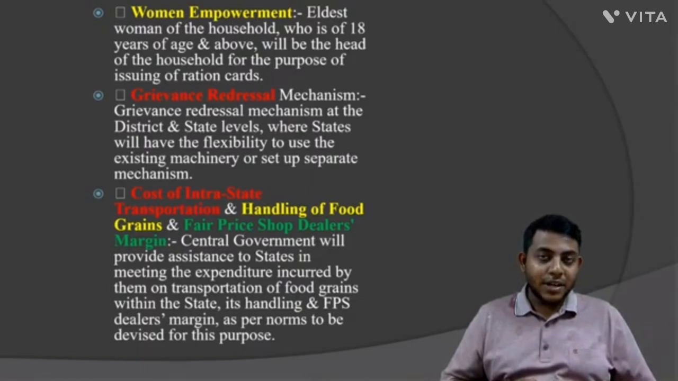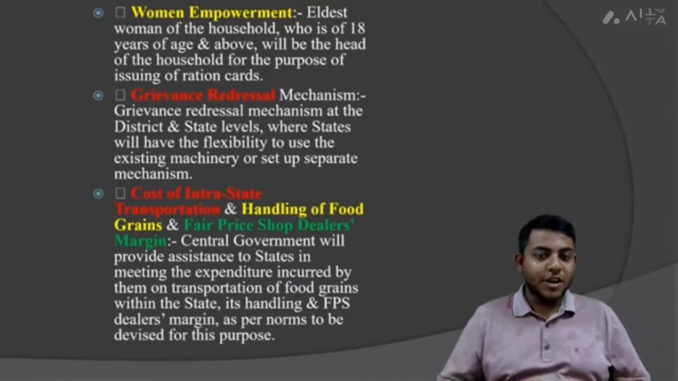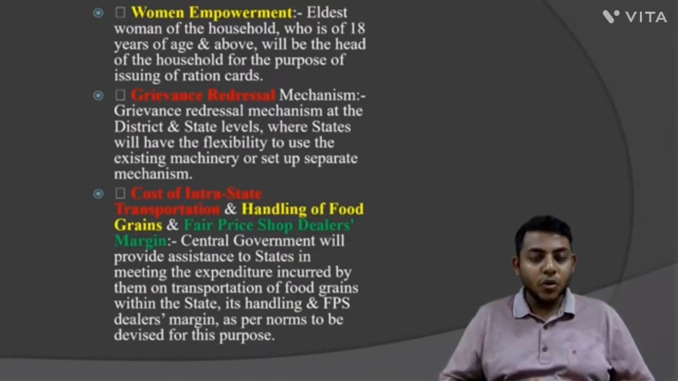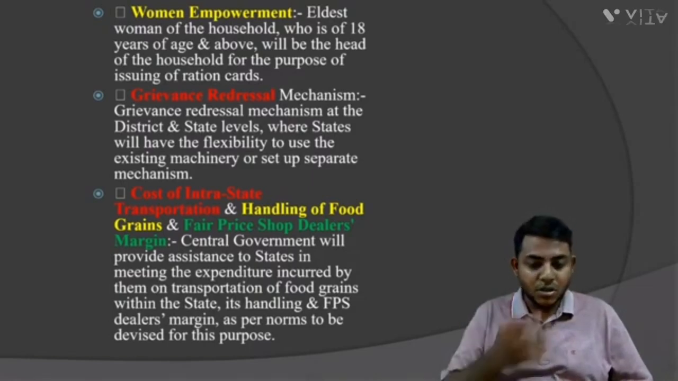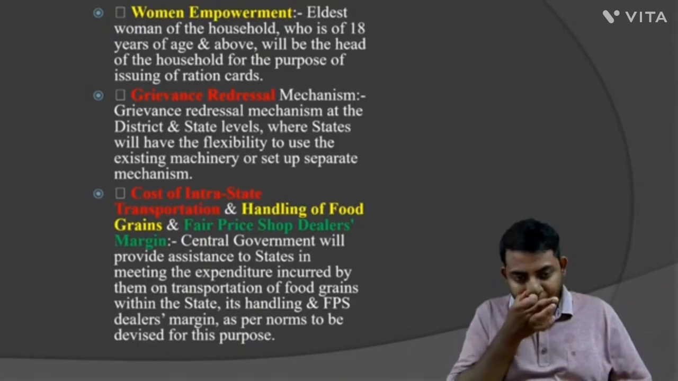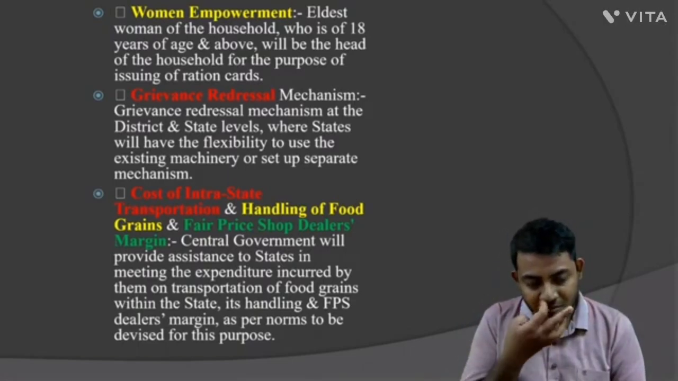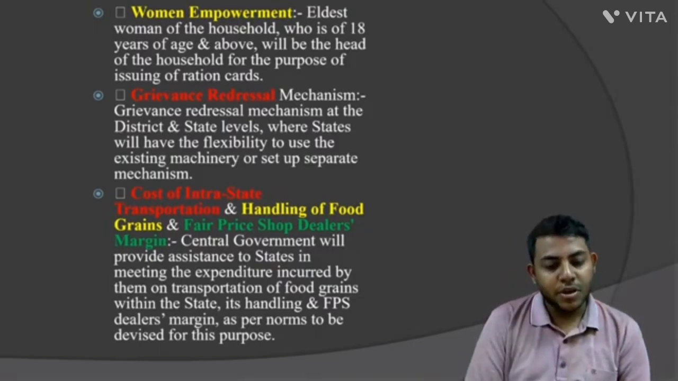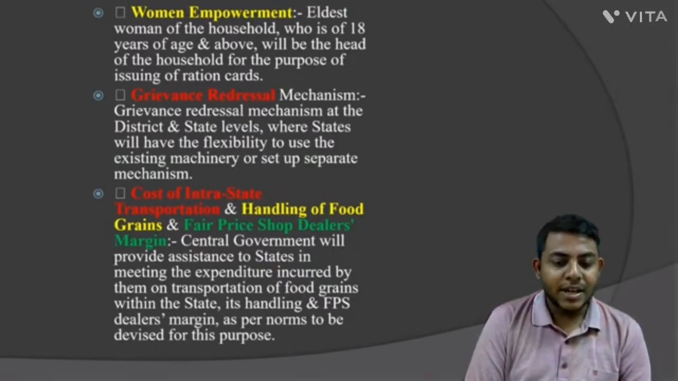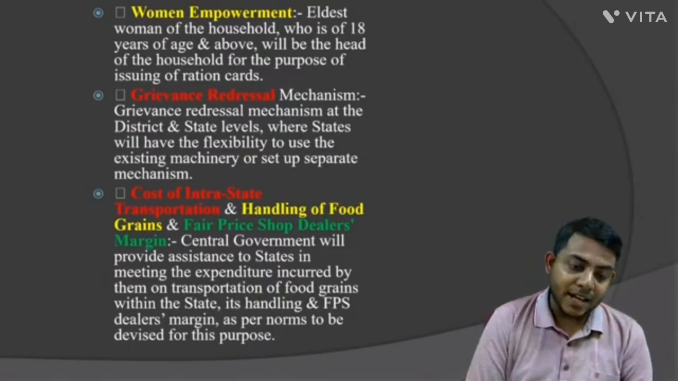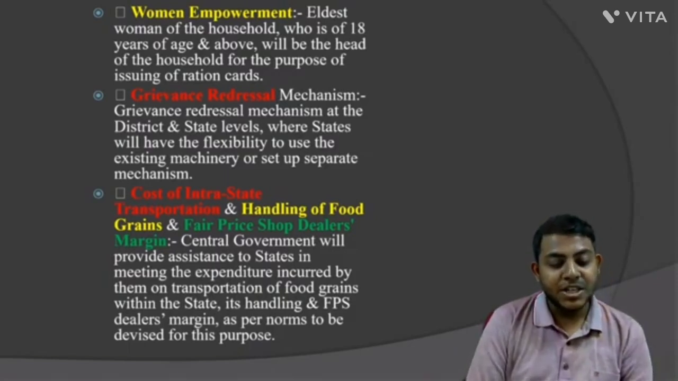And another significant salient feature of the National Food Security Act of 2013 is pertaining to the cost of intra-state transportation and handling of food grains and fair price shop dealers' margin. So the central government will provide assistance to states in meeting the expenditure incurred by them on transportation of food grains within the state and in its handling, and on fair price shop dealers' margin, as per norms to be devised for this purpose.